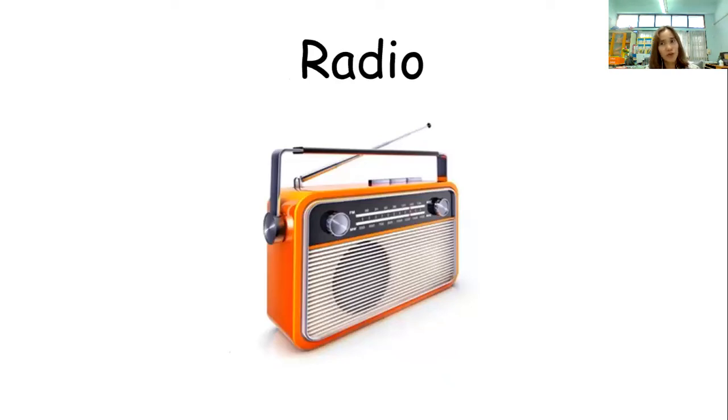Radio and television, what are their difference? Okay, let's start with television. In television, you can see, right? You can see and hear. Unlike radio, you can only hear the news, the music. That is their difference.